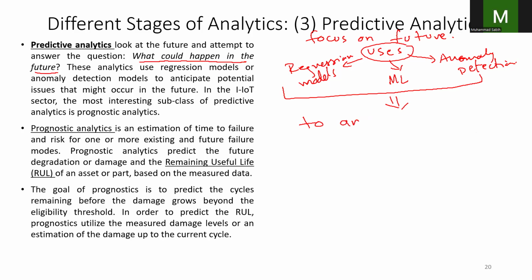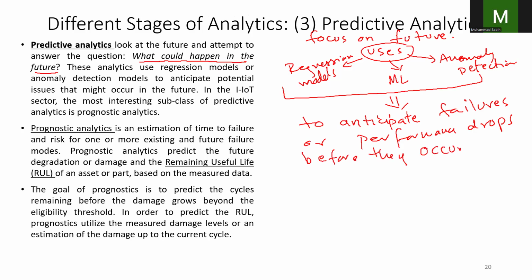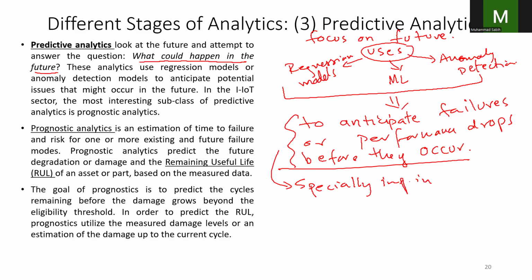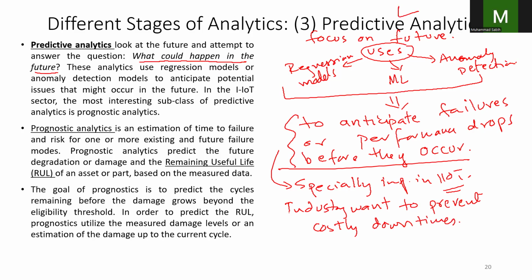its target is to anticipate failures or performance drops before they occur. Okay, so if you find something already happened, this is not predictive analytics. So this is especially important, and because of this nature, it is especially important in IIoT, because industry wants to prevent costly downtimes. So this is one of the most important things.